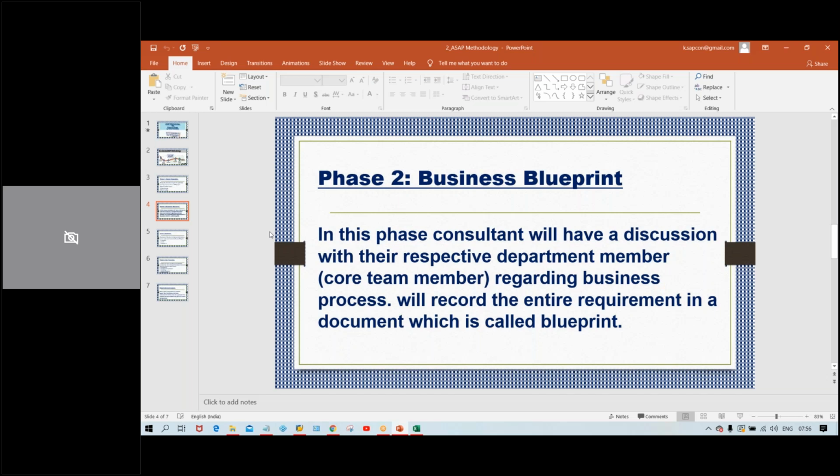So how is it going to happen, guys? Of course, we will have to have discussions with somebody. Now, discussing with the finance team doesn't mean we are going to discuss with everybody. If the finance team has 150 or 200 people, it doesn't mean we are going to discuss with all 200 people.